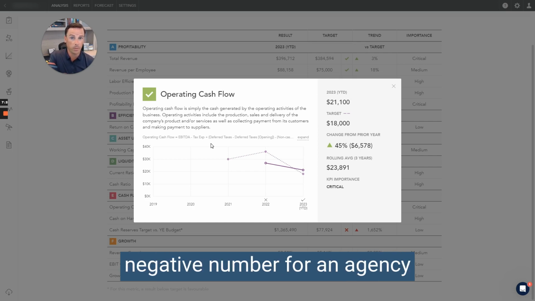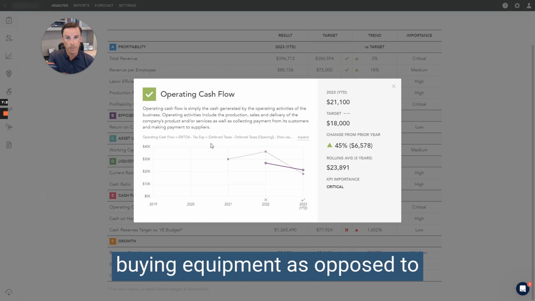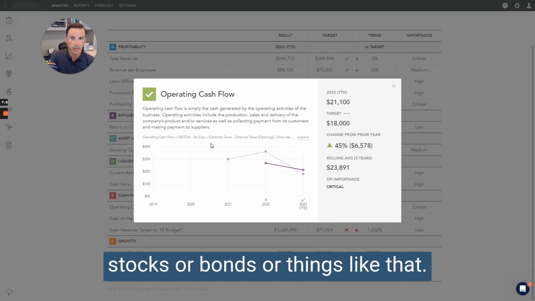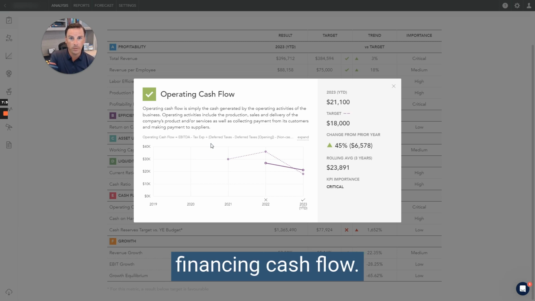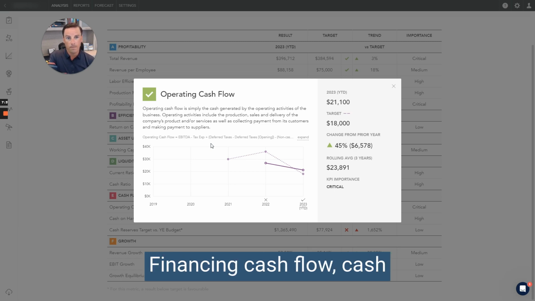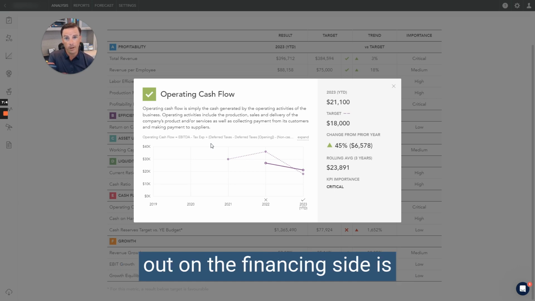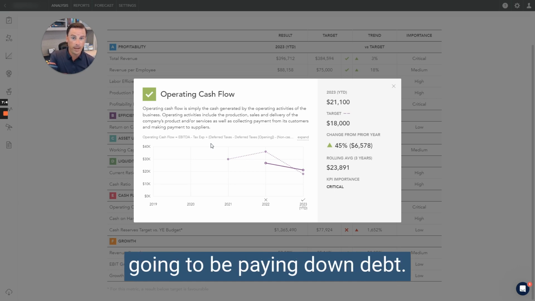Generally, it's going to be a negative number for an agency because generally it's going to be buying equipment as opposed to making investments like buying stocks or bonds or things like that. And then the other is financing cash flow. Financing cash flow, cash coming in is going to be taken from debt, and then cash going out on the financing side is going to be paying down debt.